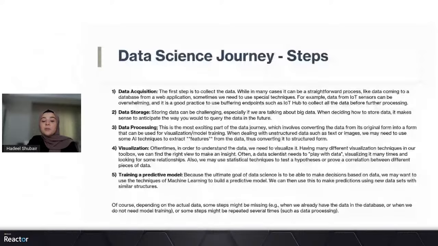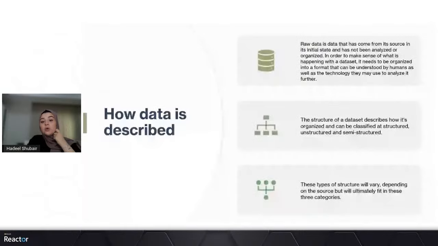So let's start by defining data. It's very important to know that raw data is just raw data. It will not make sense until you actually analyze it. The structure of a data set can be classified into three types: structured data, semi-structured data, and unstructured data, which we have already touched upon. And it's very important to know that the source will vary between these three categories.